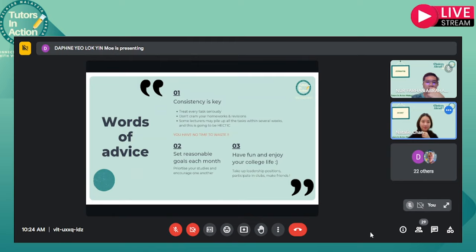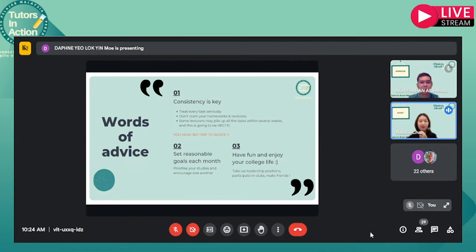Okay, number two, set reasonable goals each month. This is quite related to the first point. You should set reasonable goals. I mean, this is quite self-explanatory. Try to target yourself on what chapters you have to complete this month, and how many past papers you should do this month. Prioritize your studies and encourage one another.